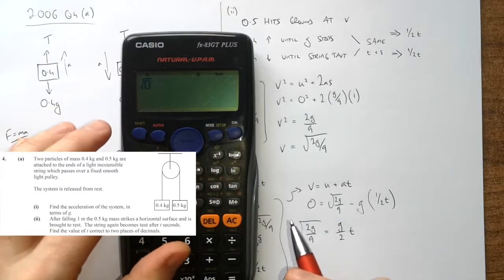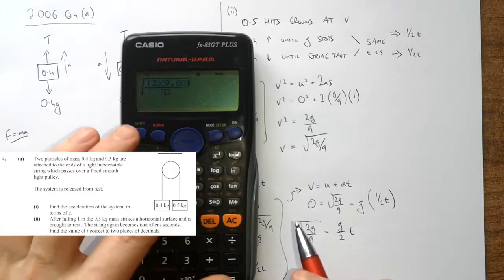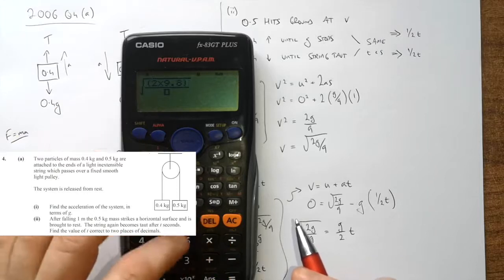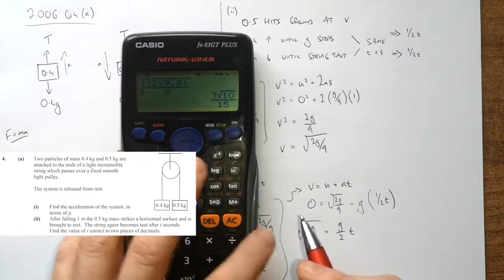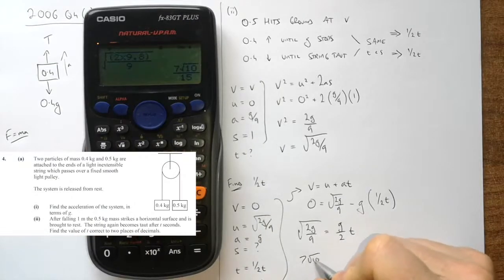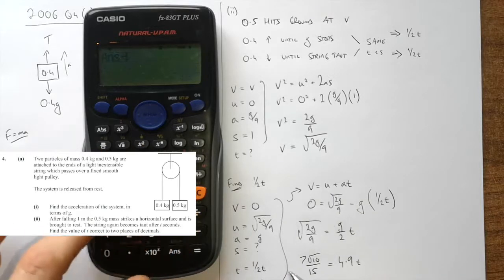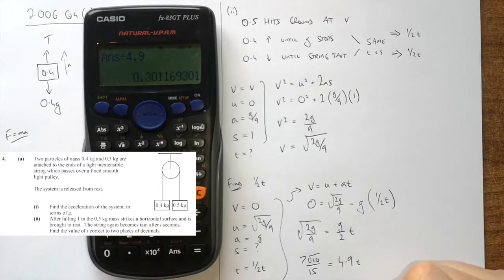All right, well, let's start figuring this stuff out. The square root of 2g over 9 equals that delight there, 7 root 10 over 15, that's 4.9. You're getting used to it at this stage. So therefore t equals that divided by 4.9. Okay, I think we'll go to decimals at this point. t is 0.3 seconds.